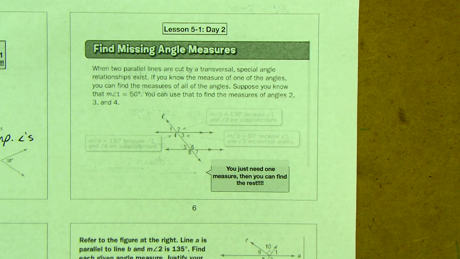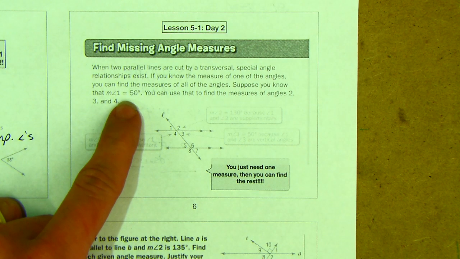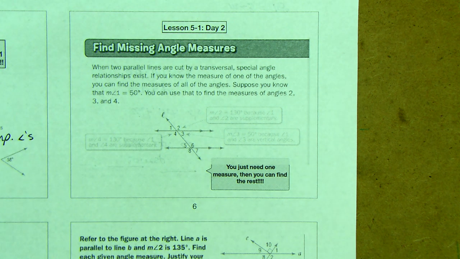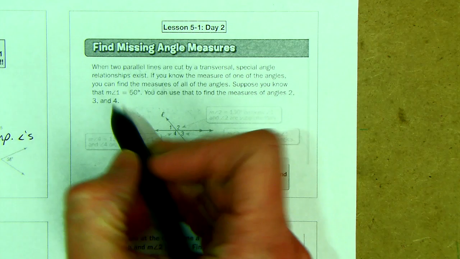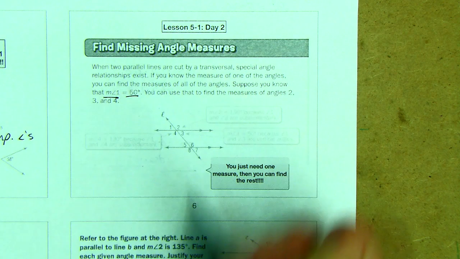If we have two parallel lines cut by a transversal, the coolest part about this is that even though you have 8 different angles, if I give you the measure of one of them, you can find all the other ones. So in this example, they made angle 1 50. They told you the measure of angle 1, because that's how we say it when the M is in front: the measure of angle 1 is 50.